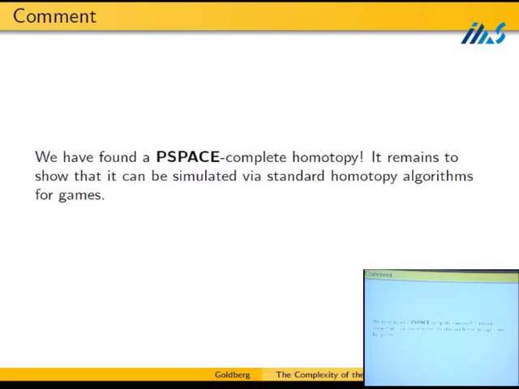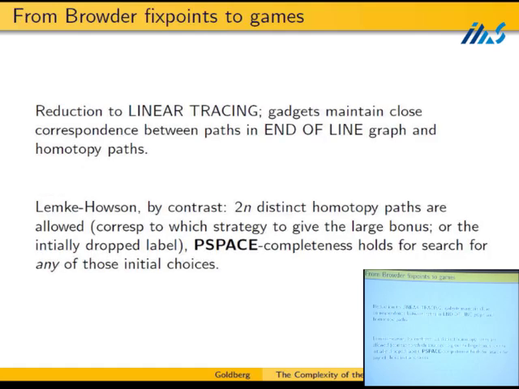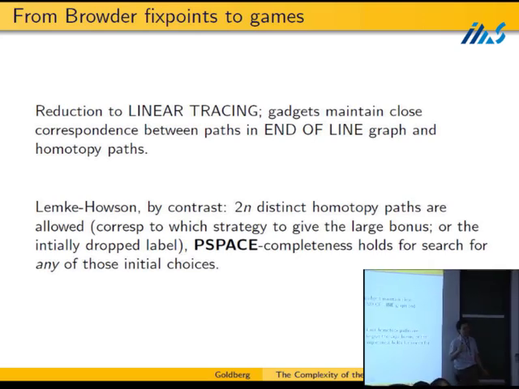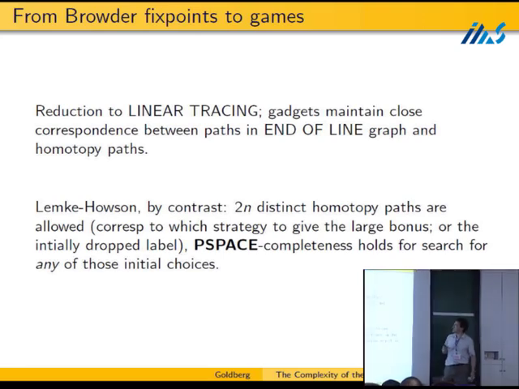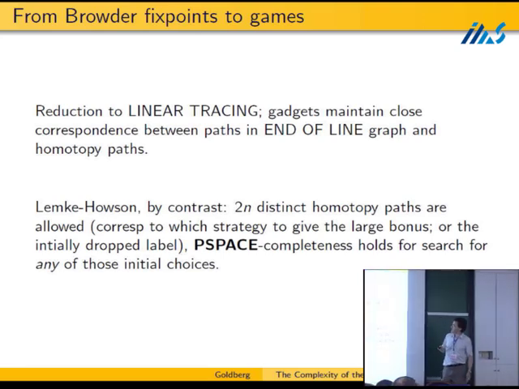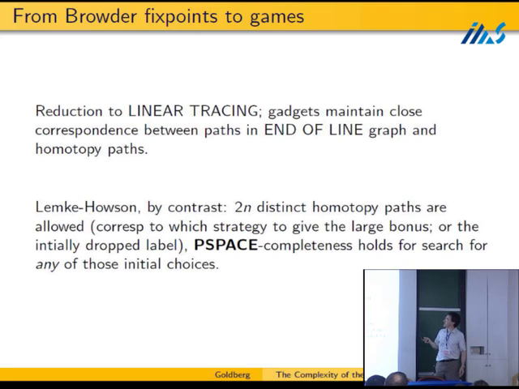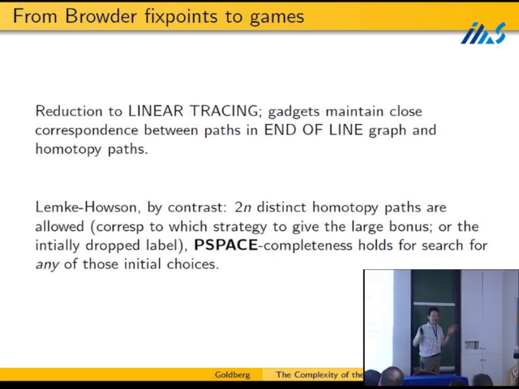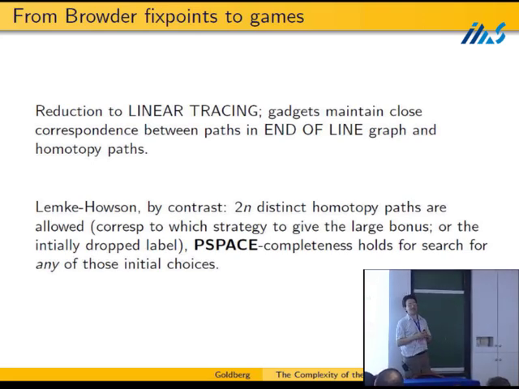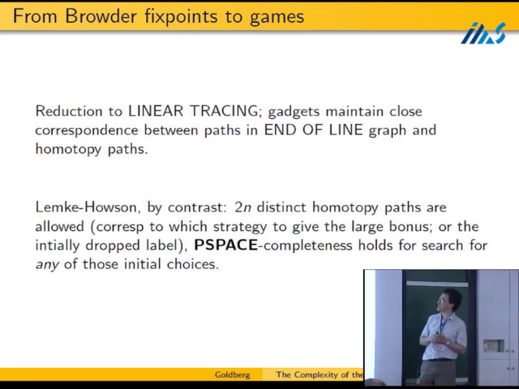homotopy. Of course, since I'm running low on time, I do not really have time to tell you about how to encode that stuff using games, but it uses gadgets of the same sort that we use to prove that games are PSPACE-complete to solve. Consequently, it turns out that there is a reduction from linear tracing, which maintains a kind of close topological correspondence between the paths in the end-of-line instance and the path that the Nash equilibria follow in these homotopies.